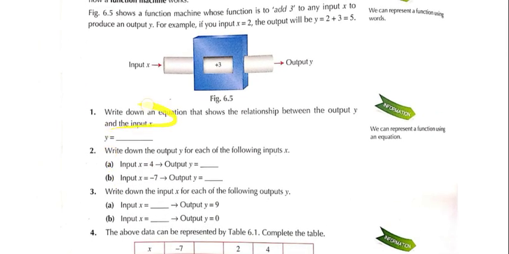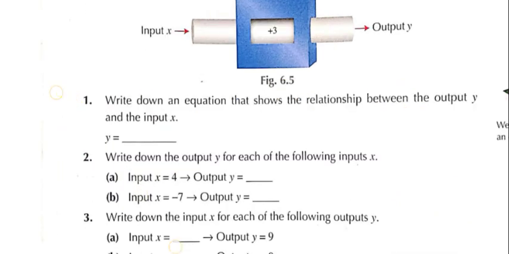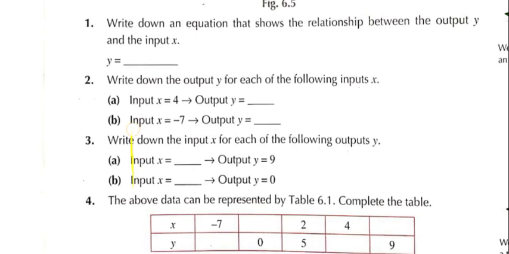So I'll write down an equation that shows the relationship between output y and x. So first we learn how to write the equation, which is y equals x plus 3. So whatever x is, you just add 3 to it and you will get the output y. Write down the output y for each of the following inputs x. Now input x equals 4. 4 plus 3 will become 7, so output y becomes 7. For negative 7, plus 3 will become negative 4.